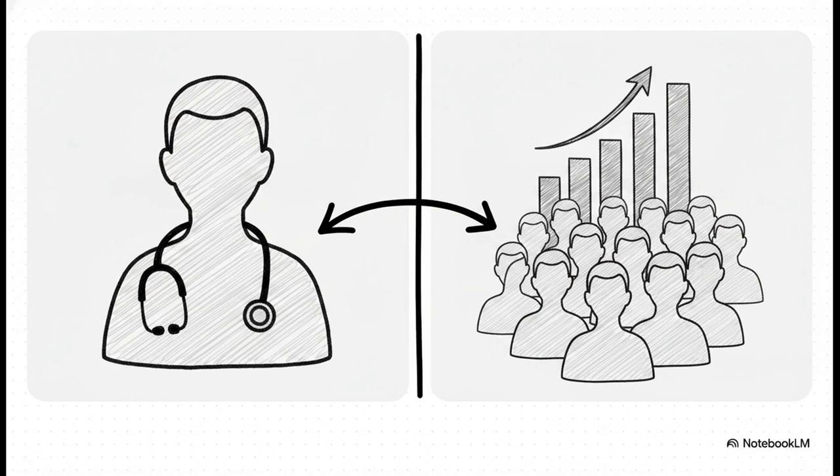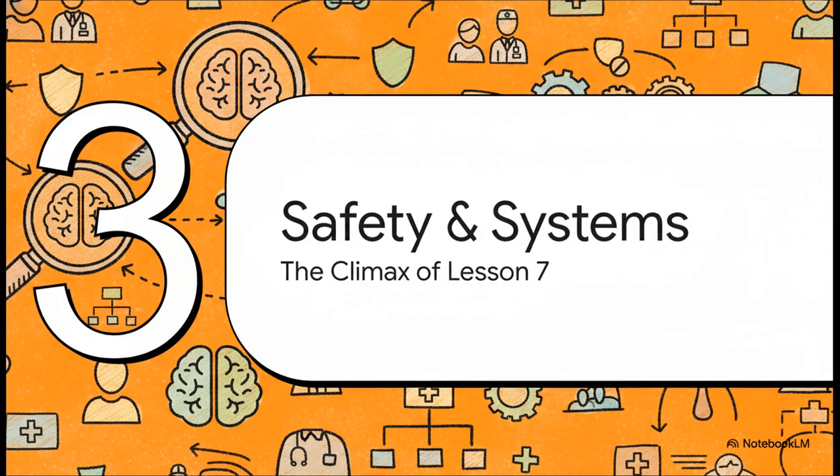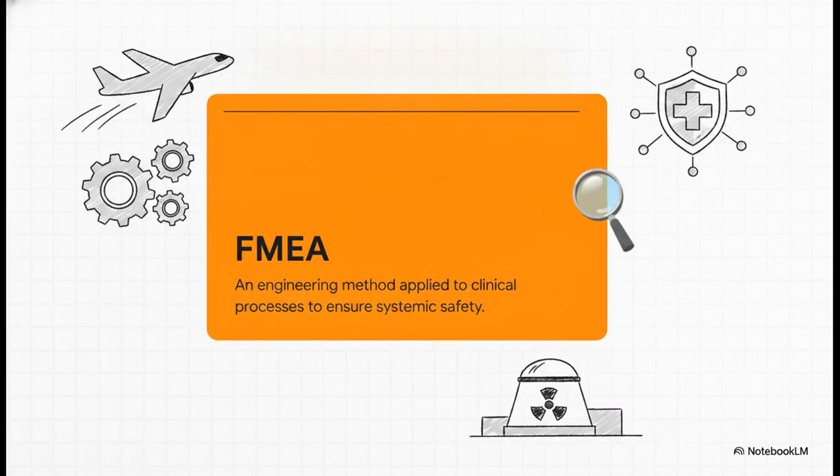Recognizing exactly where and why these two disciplines diverge is a totally vital part of clinical cognition. Section 3, Safety and Systems Thinking, the climax of Lesson 7. This right here is the core climax of our explainer, signaling a massive, major paradigm shift from individual cognition to systemic operation. Seriously, lean in here for a second, because the real answer to keeping patients safe lies in FMEA.